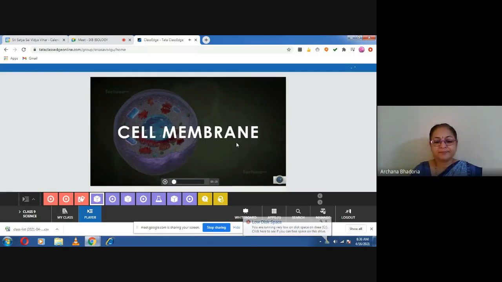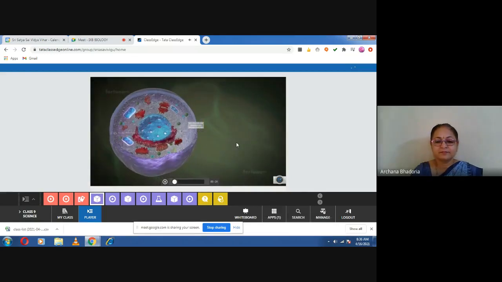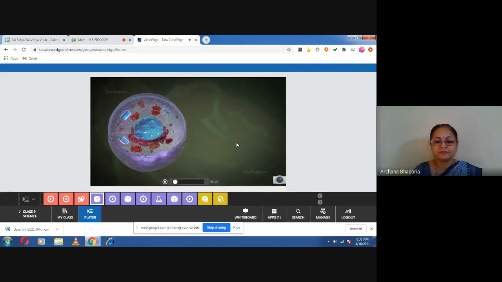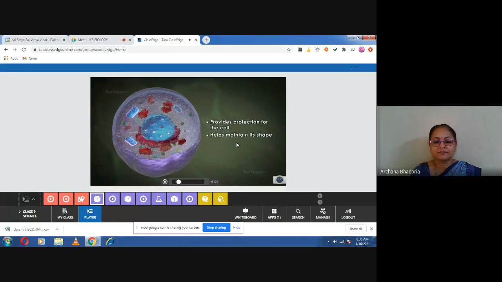Cell membrane. The cell membrane, sometimes known as the plasma membrane, is a thin, semi-permeable biological membrane surrounding the cytoplasm in the cells of plants, animals, prokaryotes, and fungi. It separates a cell's interior from the outside environment, provides protection for the cell, and helps maintain its shape by offering structural support.